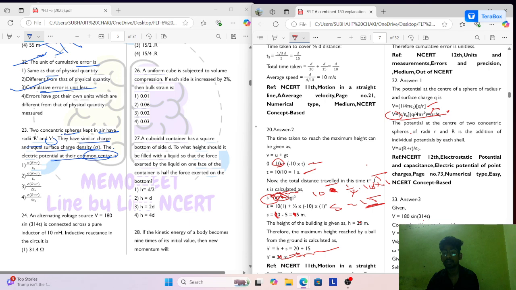V is given. This is V naught. This is omega. Pure inductor, this is L. Inductive reactance means omega L you have to calculate. Omega is 314 and L is equal to 10 milli Henry, means 10 into 10 to the power minus 3, means 10 to the power minus 2. 3.14 will be our correct option here. So therefore, let me check the option. Option number 3 will be the correct option here.